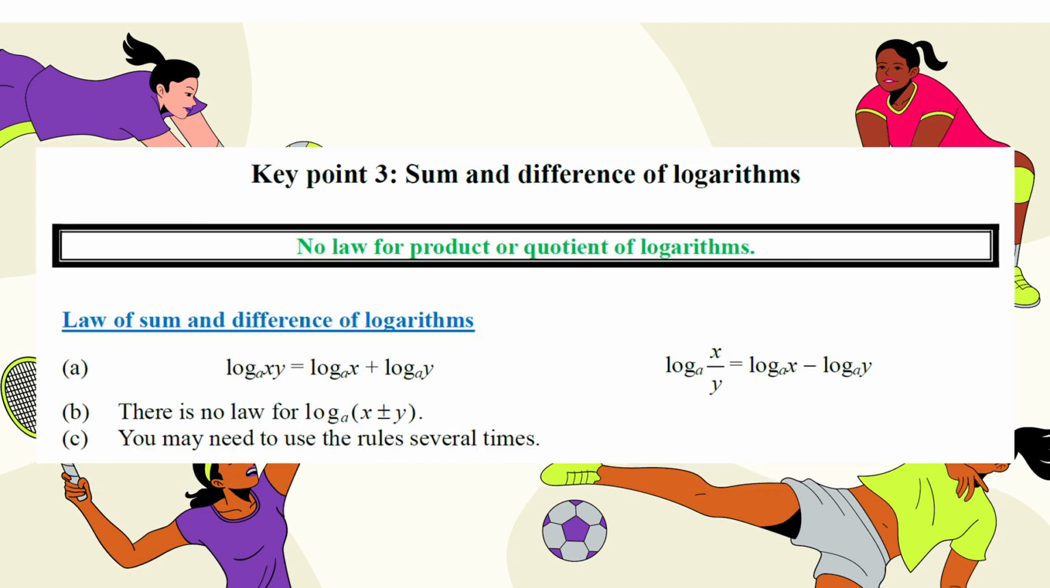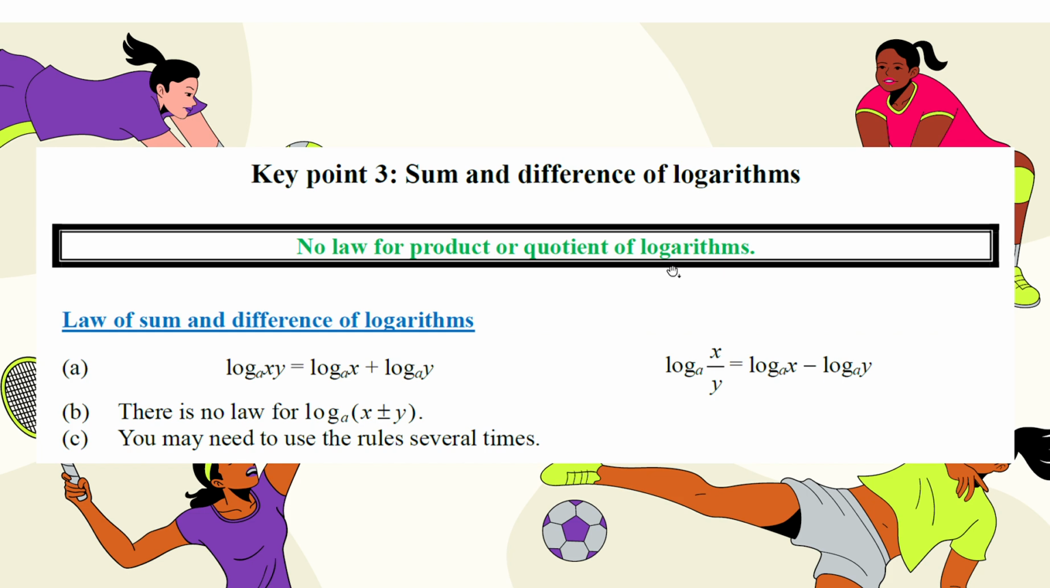Okay? And then sum and difference of logarithms. So the law for products and quotients of logarithms. Remember, logarithm and exponent are reverse functions. In exponents, there's no law for sum and difference of exponents. But now we go back. The law for products and quotients of logarithms, because logarithm is calling the index.